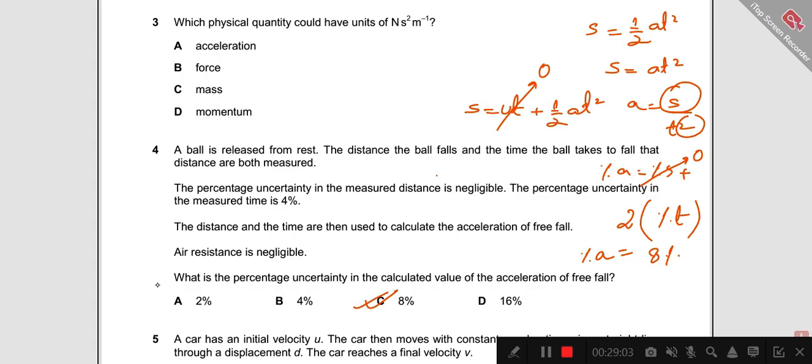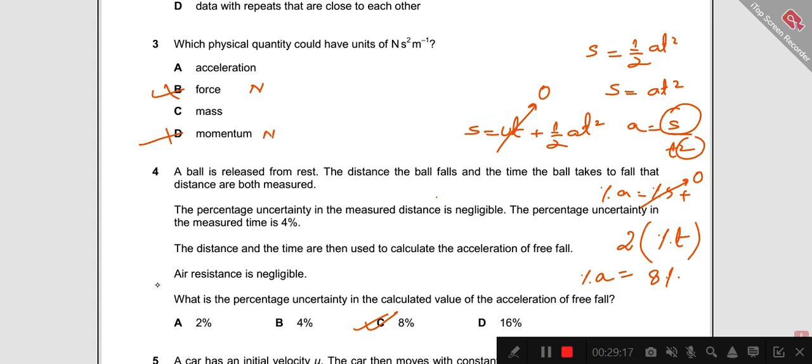Which physical quantity could have units Newton second square per meter? Okay, so let's just see. Acceleration, force is itself newtons, so out of option. Momentum is Newton into second. It is also out of option. So the correct answer is either acceleration or mass.